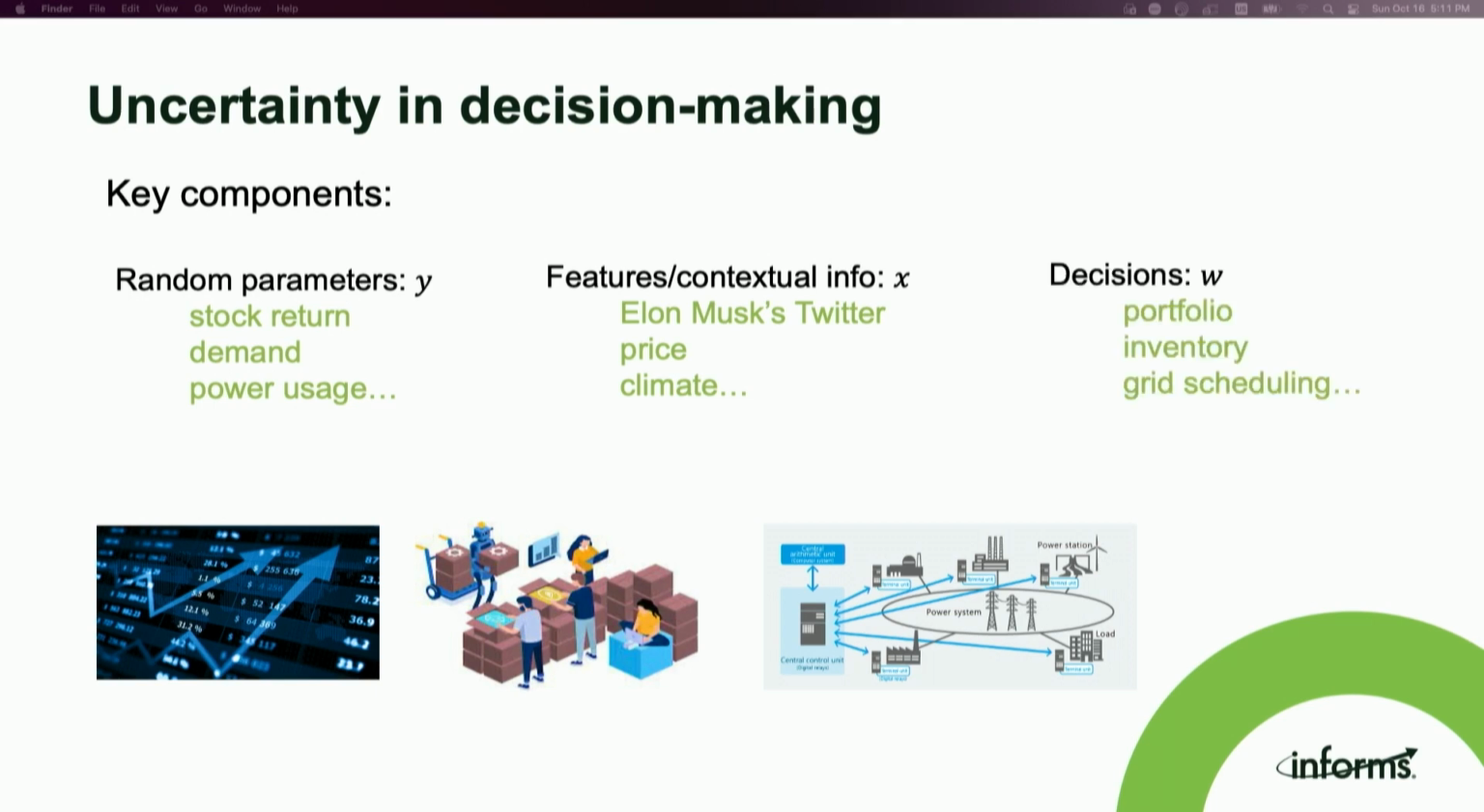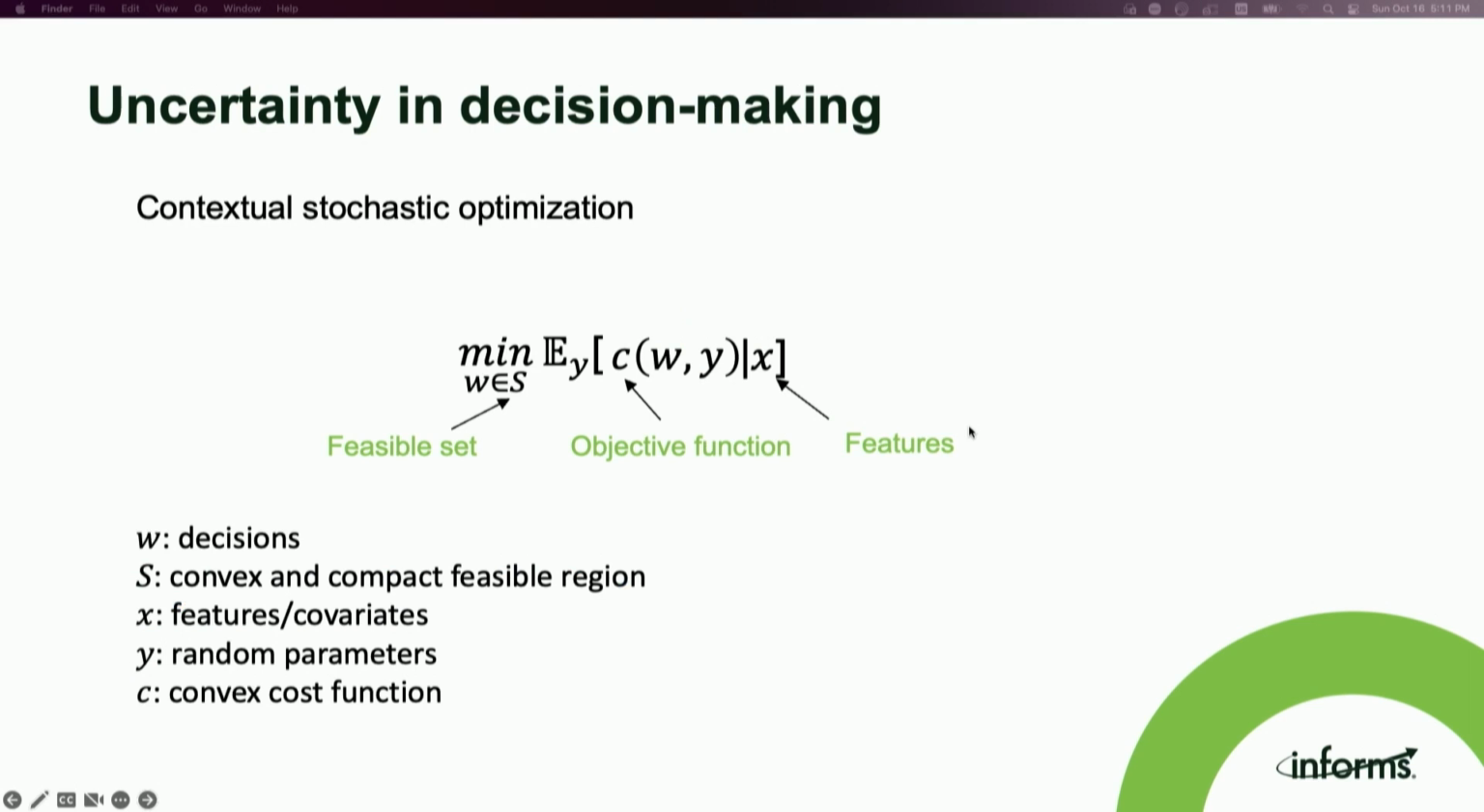And facing this uncertainty, there are decisions to be made. For example, how do we set the portfolio, how do we manage our inventory, and how do we schedule the generators within a power system? And all these problem settings can be summarized in the following formulation.